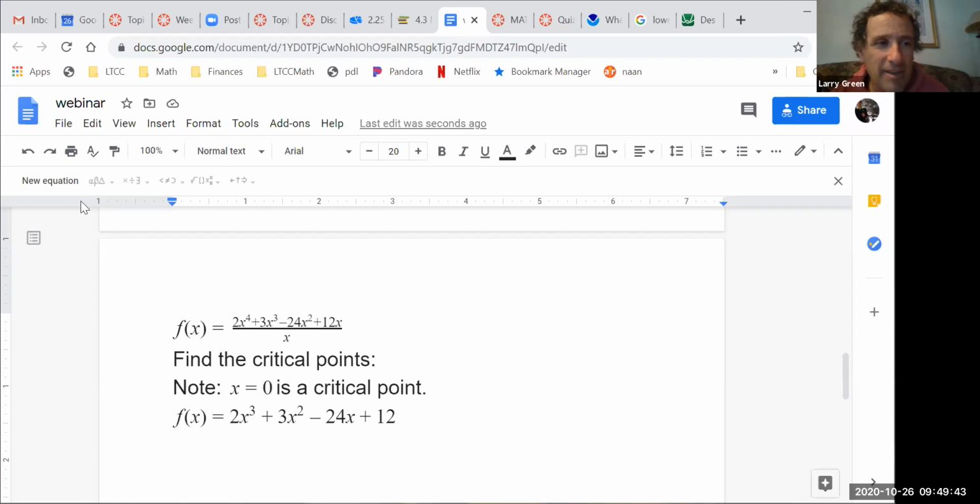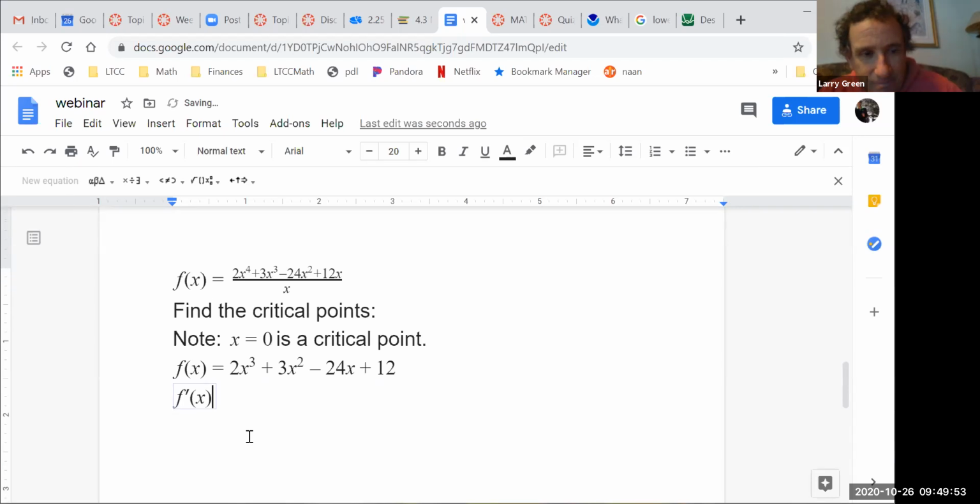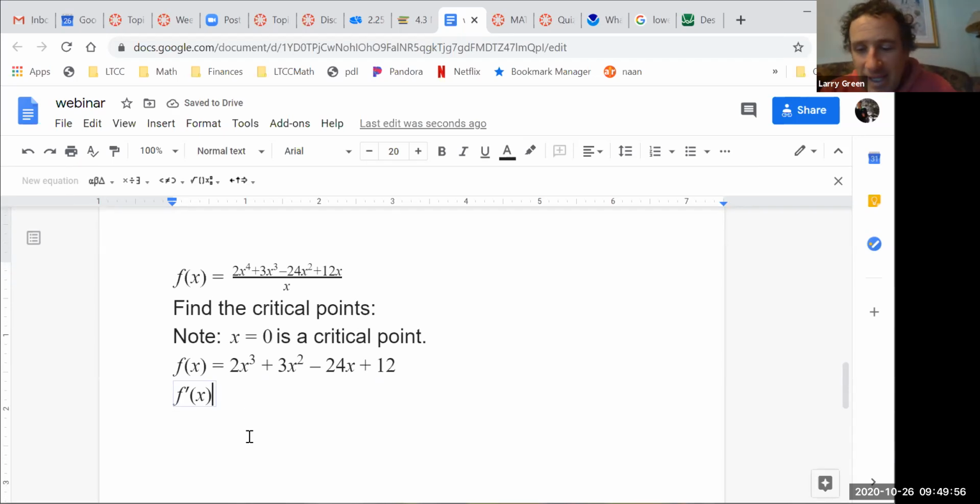So now we take the derivative. We did step 1, now we're on step 2. F prime of x is equal, I'm hoping you can all do this, what do you get? This should be easy.